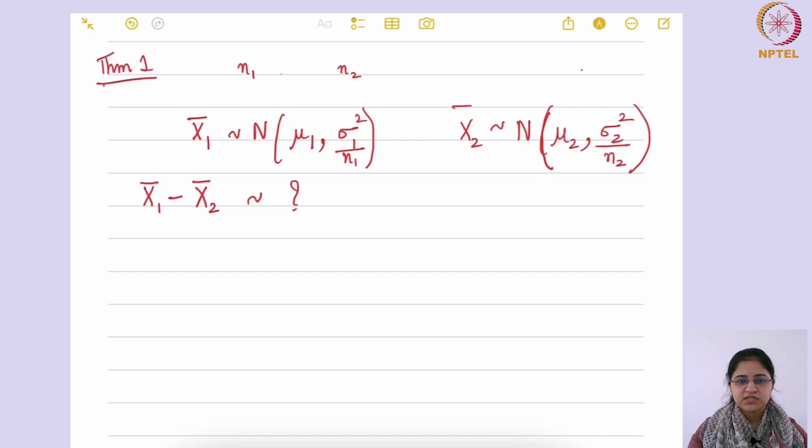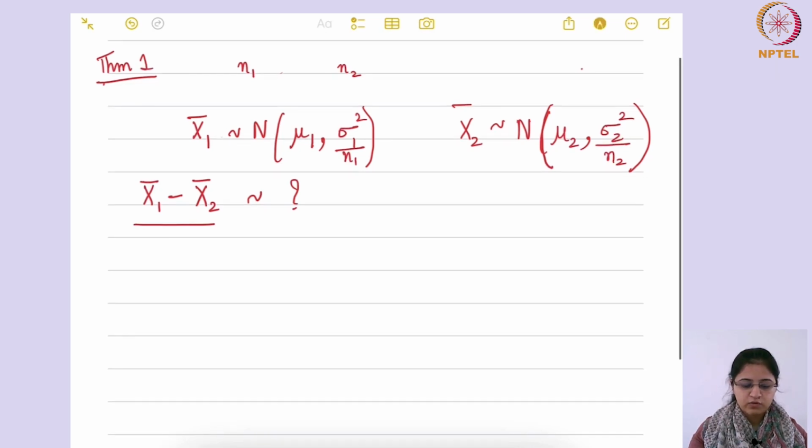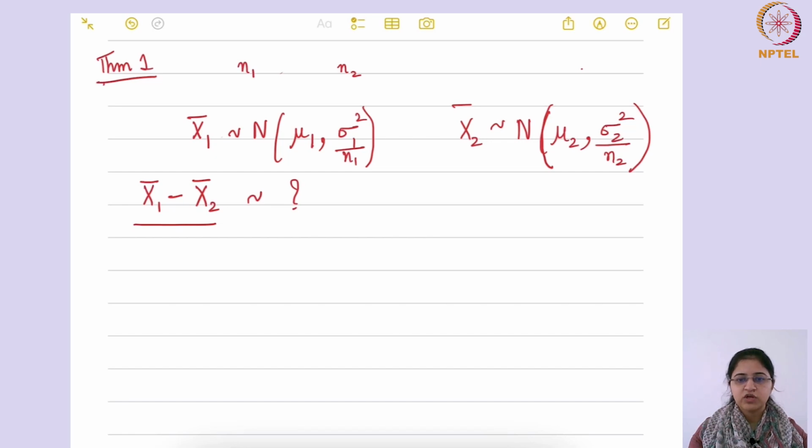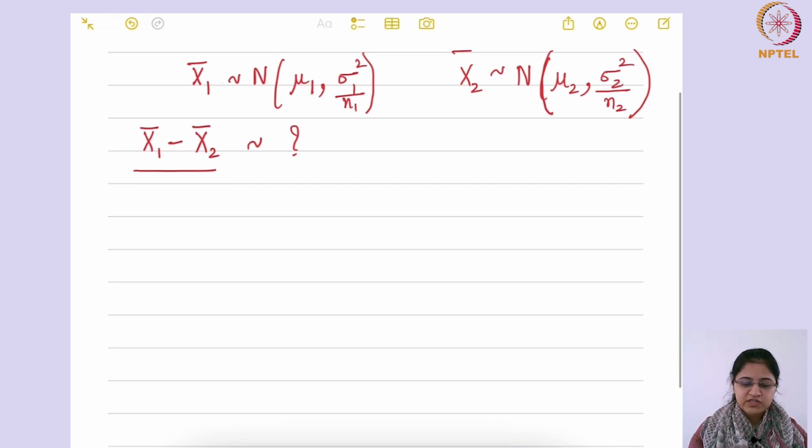The point is, if you notice over here, we are interested in x1 bar minus x2 bar where both are normally distributed. For this, we have a result which says that if you have independent and normally distributed random variables, then their linear combination would still be normally distributed with a certain mean and variance.